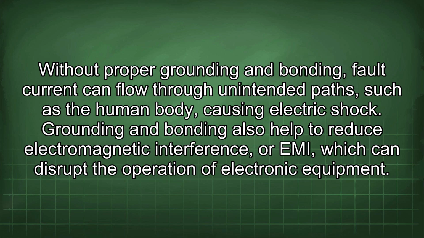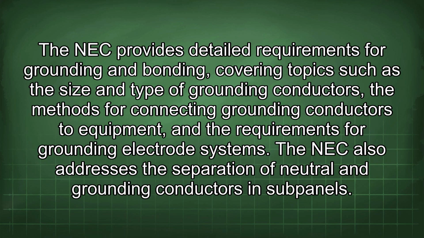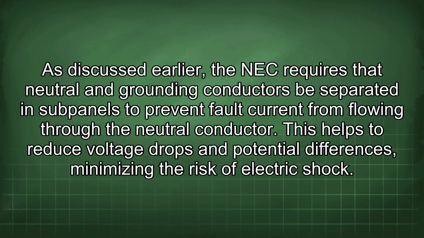The NEC provides detailed requirements for grounding and bonding, covering topics such as the size and type of grounding conductors, the methods for connecting grounding conductors to equipment, and the requirements for grounding electrode systems. The NEC also addresses the separation of neutral and grounding conductors in subpanels. As discussed earlier, the NEC requires that neutral and grounding conductors be separated in subpanels to prevent fault current from flowing through the neutral conductor. This helps to reduce voltage drops and potential differences, minimizing the risk of electric shock.